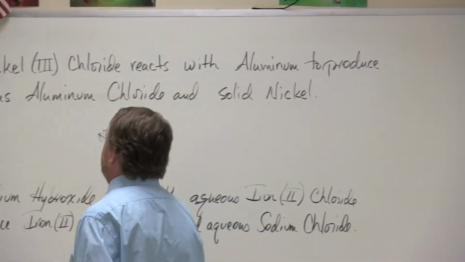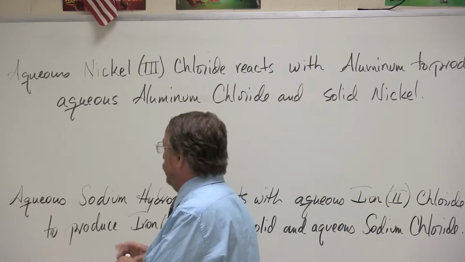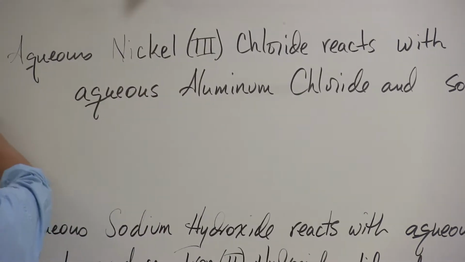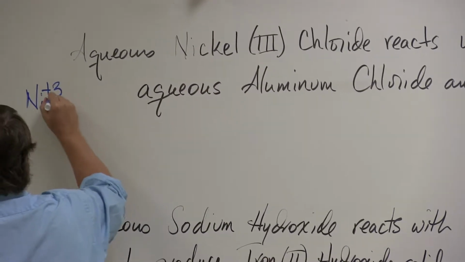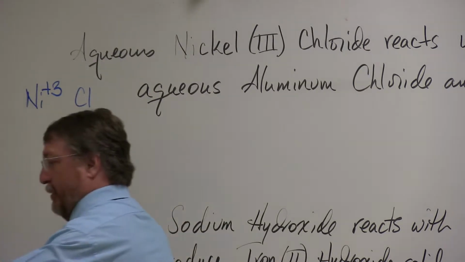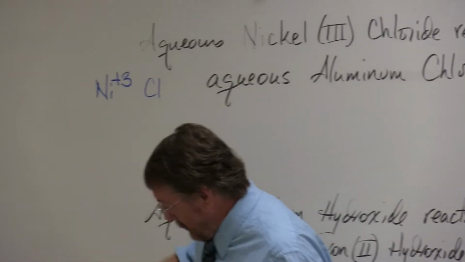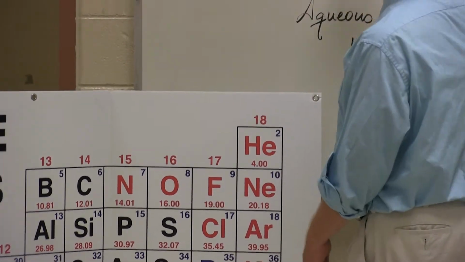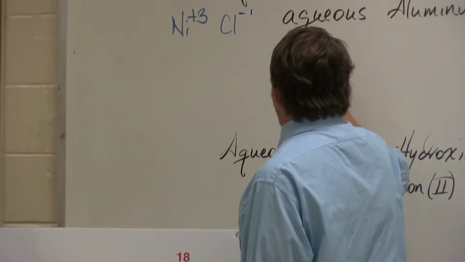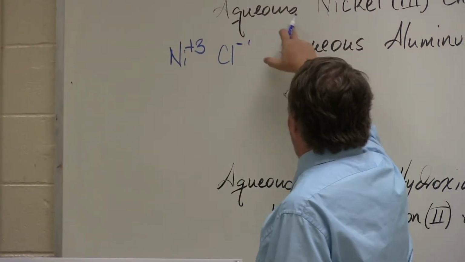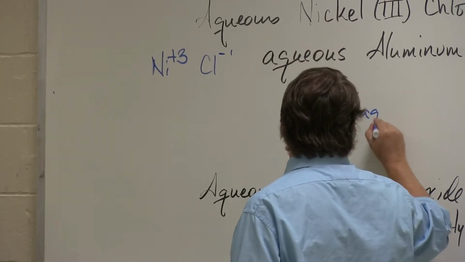I've got aqueous nickel chloride, nickel 3 chloride. Let's go ahead and write that out. Aqueous nickel 3. Well, nickel plus 3. Chlorine, I know, is one of the halogens. Just a reminder, these are -1 charged in compounds. So this is going to be a -1. So we're going to have NiCl3. Aqueous, we have an AQ on the backside.